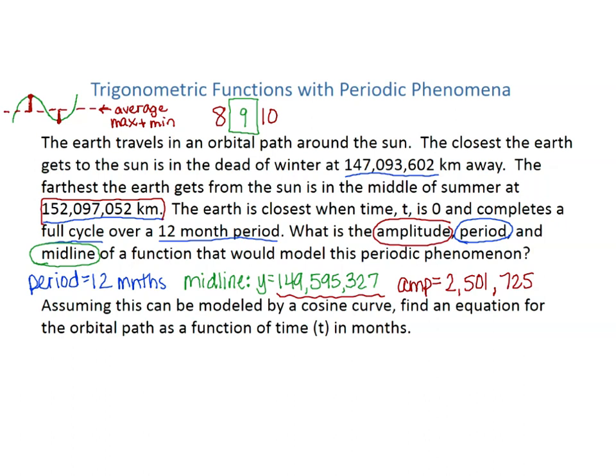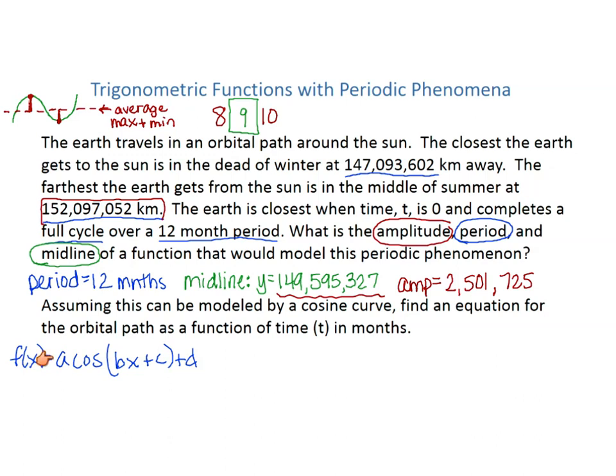Okay. So this last part of the question says, assuming that this can be modeled by a cosine curve, find an equation for the orbital path as a function of time t in months. So here's our standard equation. We would have y, or actually instead of y, let's put f of x equals a cosine, and then bx plus c plus d.